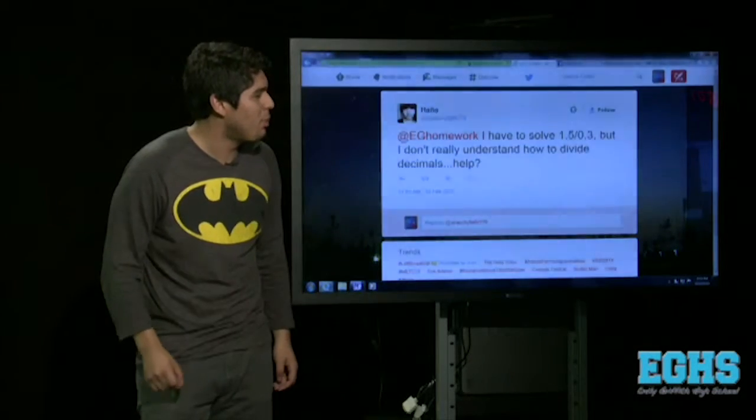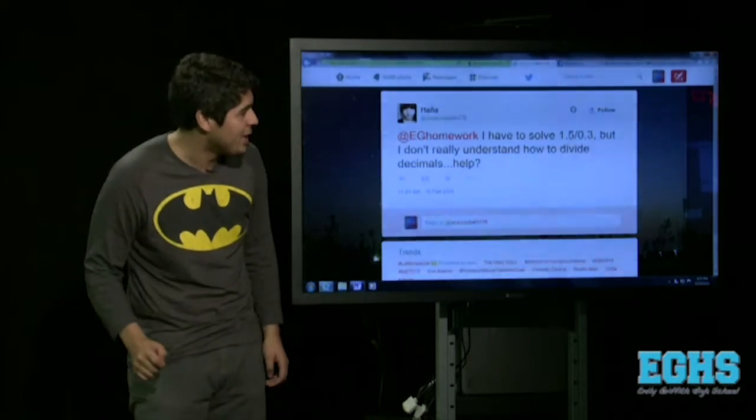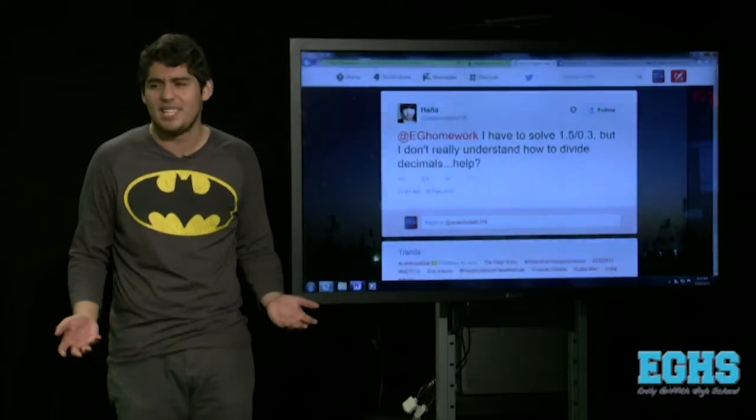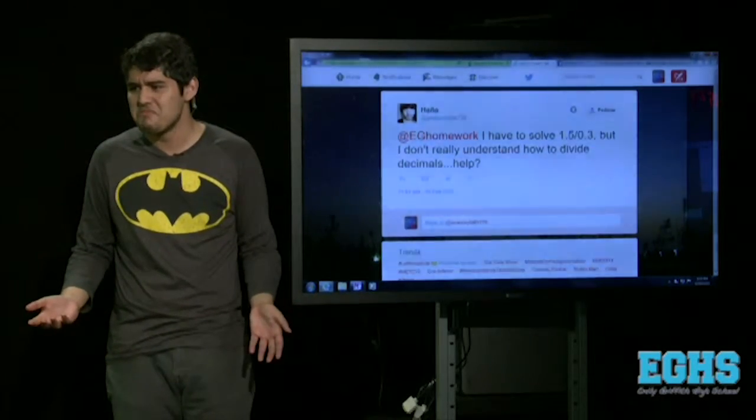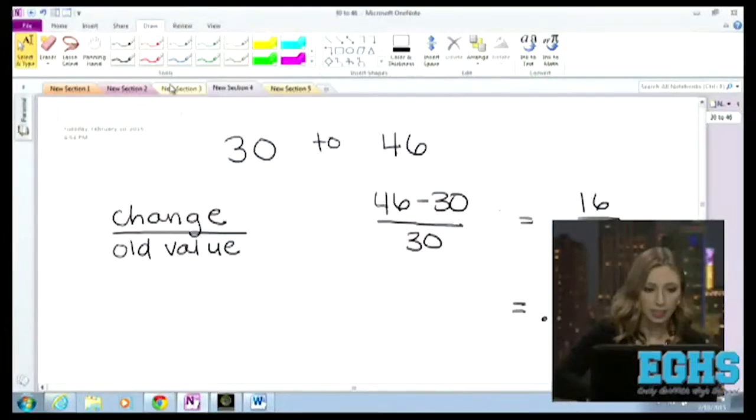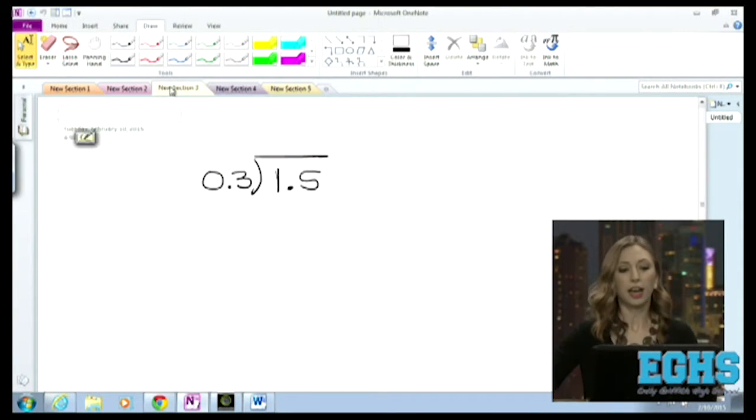I have to solve 1.5 over 0.3, but I don't really understand how to divide decimals. Help? Okay, I'll do my best to help answer this question. Decimal division is one of those computation things that you kind of just have to learn how to do. If you go to my screen, I can show you how to do it.